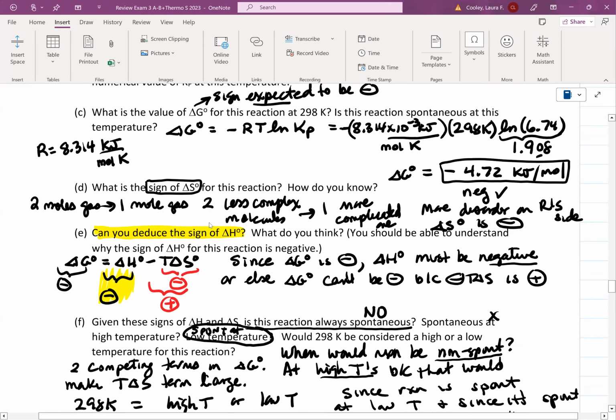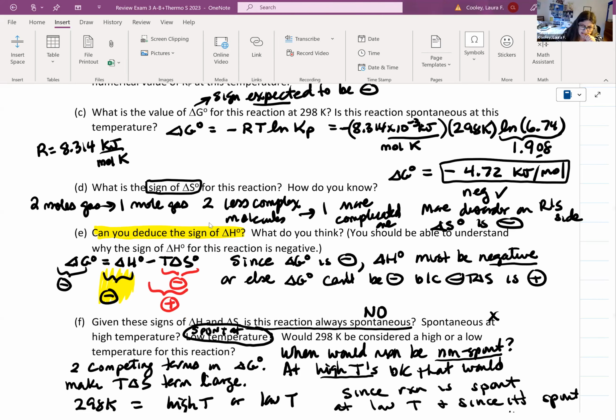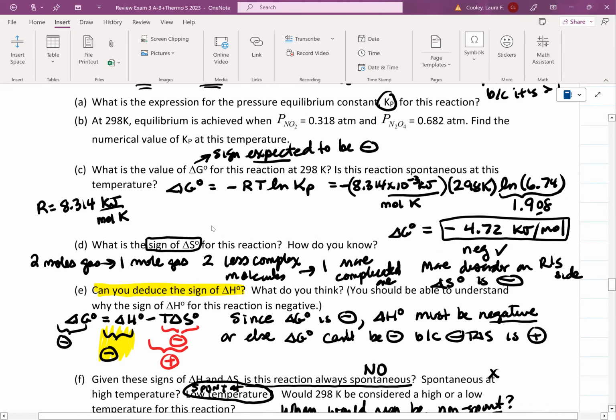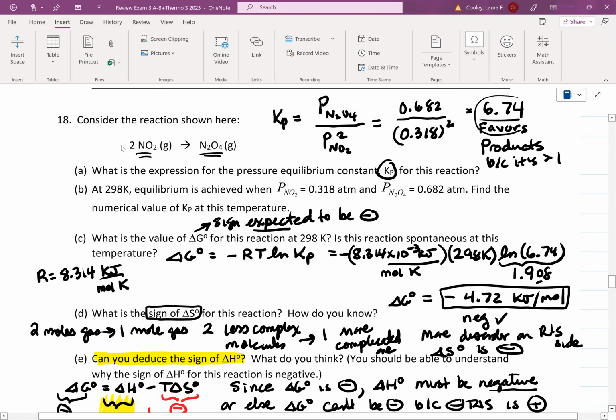Mm-hmm. 2 moles again. So there's more disorder on the reactant side, is what you said, right? Yes. Okay. Yes. All right. Thank you. You're welcome.